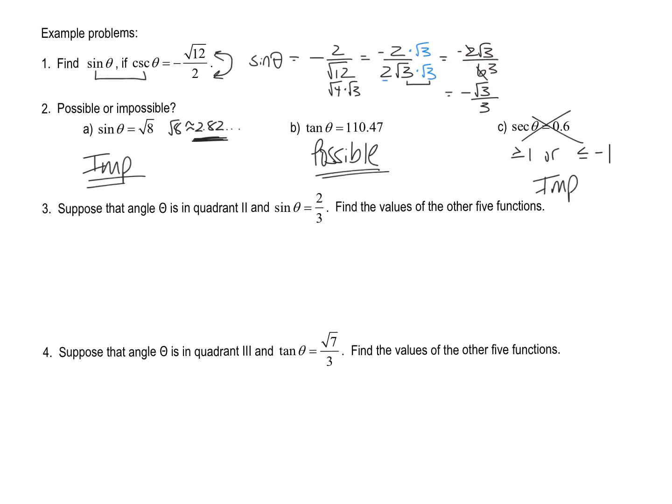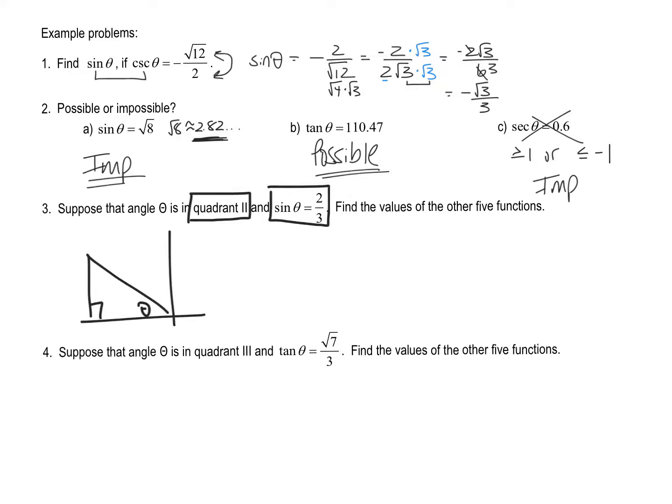Now we have a different type of question. Suppose that angle theta is in quadrant 2 and we're given the sine. Before you start thinking or getting confused, what I like to do is, we're given two pieces of information, this and this. I'm going to draw it. Quadrant 2 looks like that. So draw a triangle in quadrant 2.